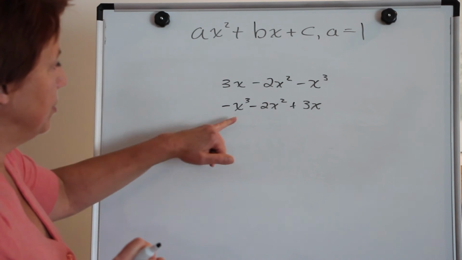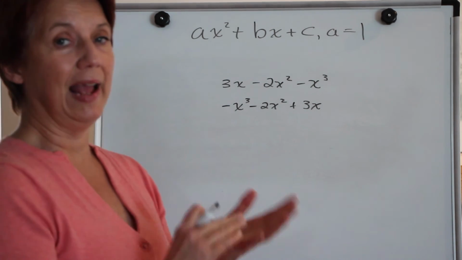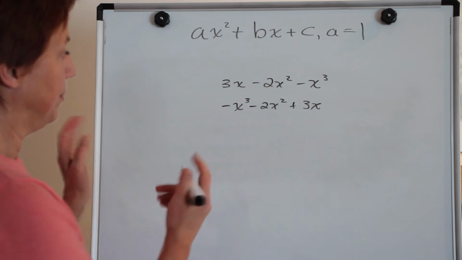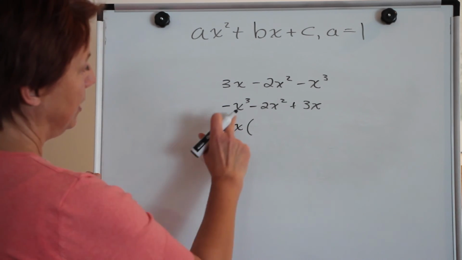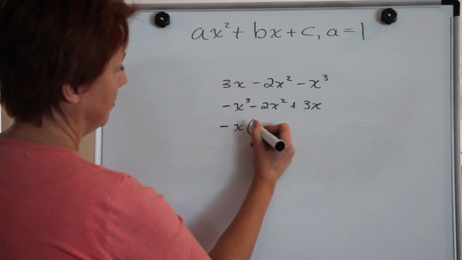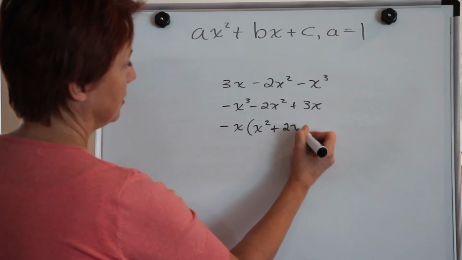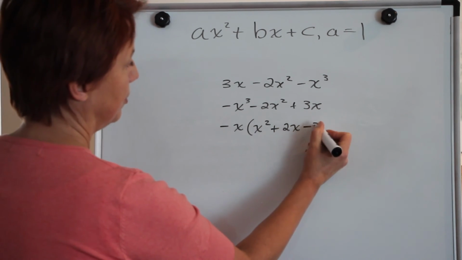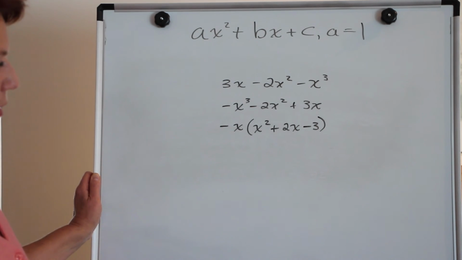The other thing we want to notice is that there's a common x. I can take both the leading negative and the common x out in one step. So I'm going to take negative x out, and what I'm doing is dividing each of these terms by negative x. So what I'm left with here is x squared. What I'm left with here is 2x, and what I'm left with here is minus 3. Okay? That's all there is to it.